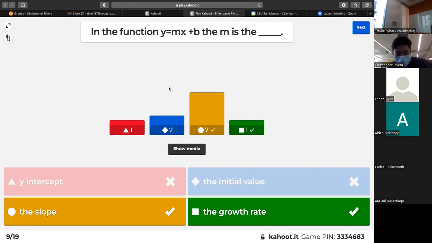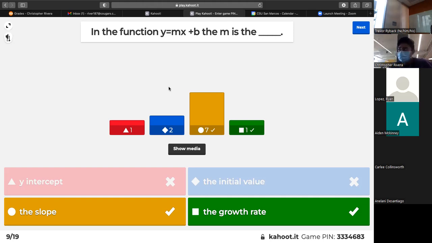All right, guys, good job on that one. Essentially for y equals mx plus b functions, m always signifies the growth rate or the slope. So if you chose the circle or the square answer, then you're right. Essentially the slope is the growth rate. They're both right answers, so you can't really get those wrong. The initial value is always going to be your b.